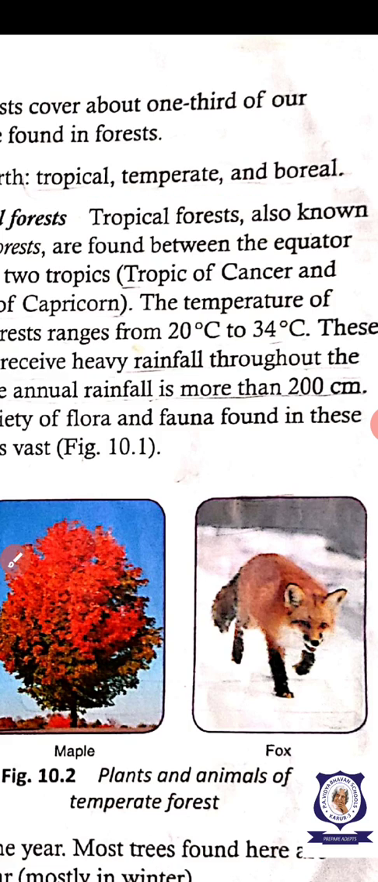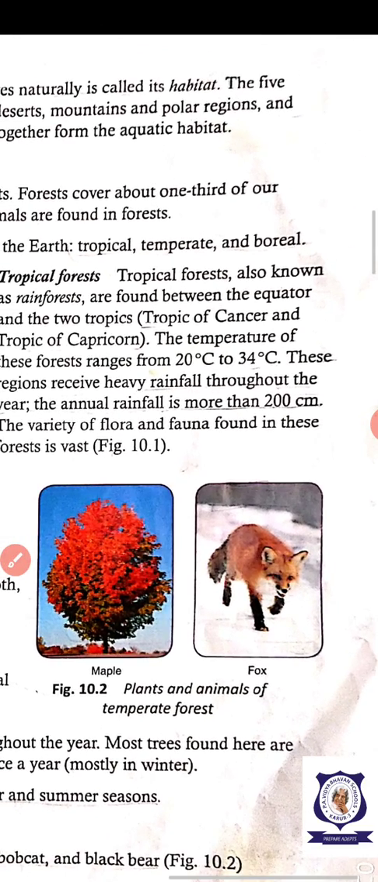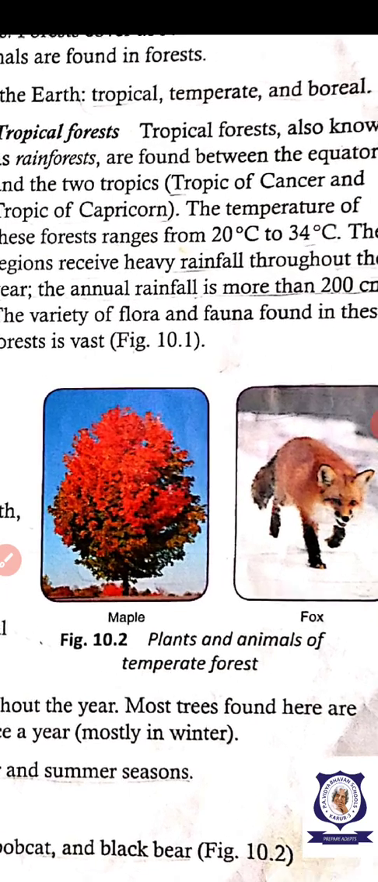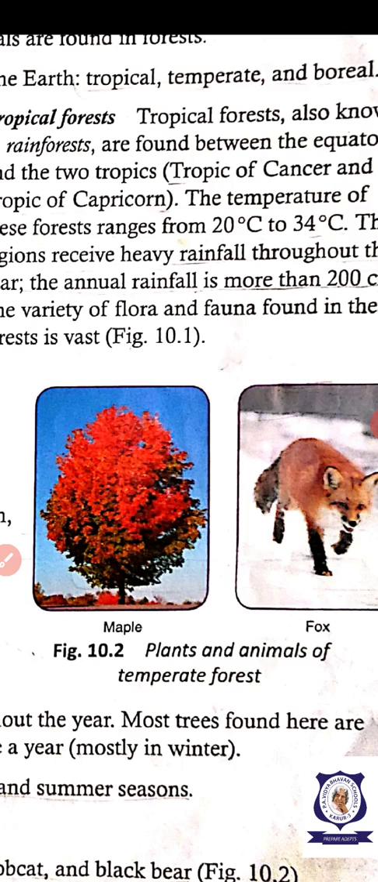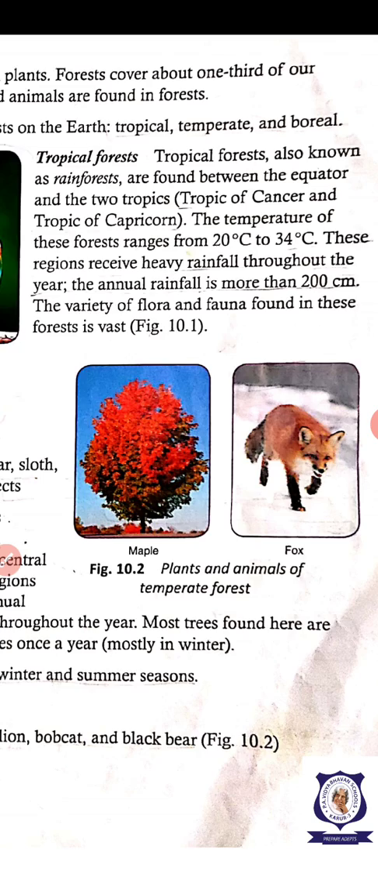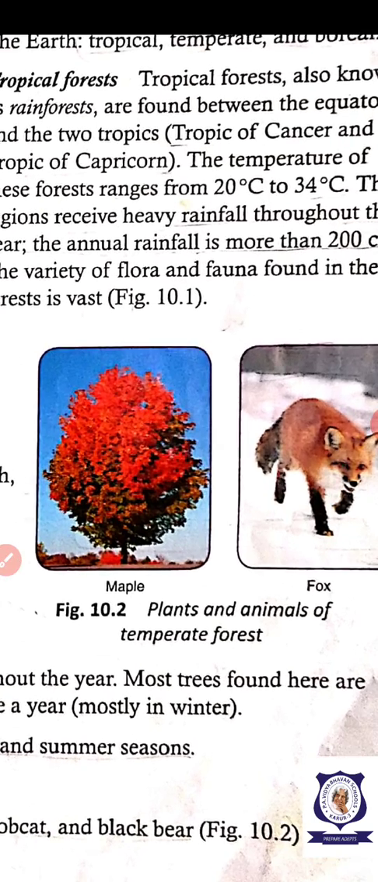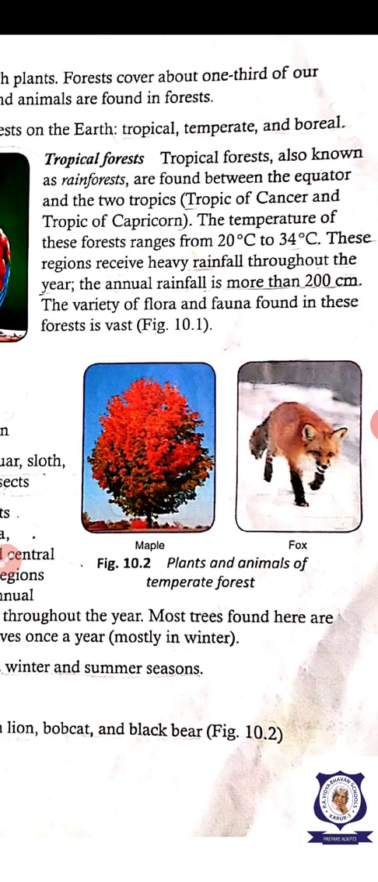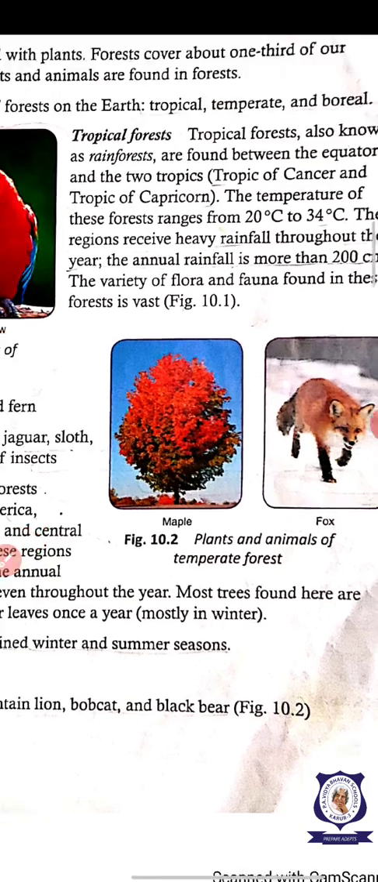Tropical forest is found in between the equator and the Tropic of Capricorn. You would have learned these things in your geography. What is the temperature there? 20 degrees centigrade to 34 degrees centigrade. This tropical forest will get heavy rainfall throughout the year. 200 centimeter rainfall will be there. And a variety of flora and fauna will be there.